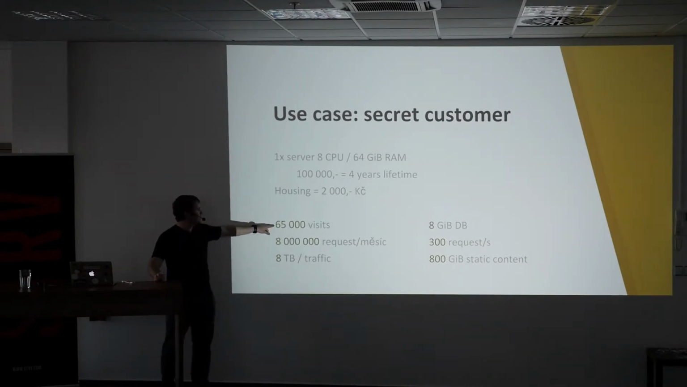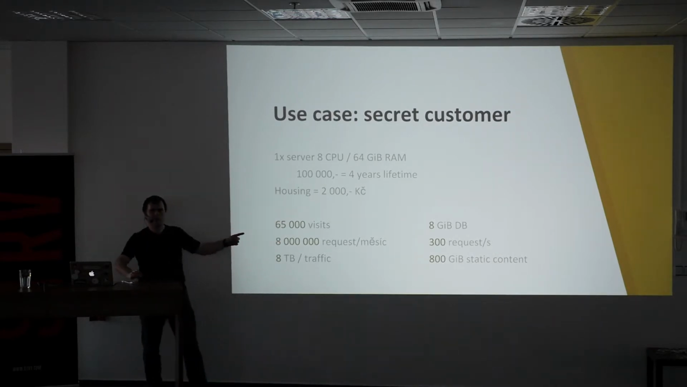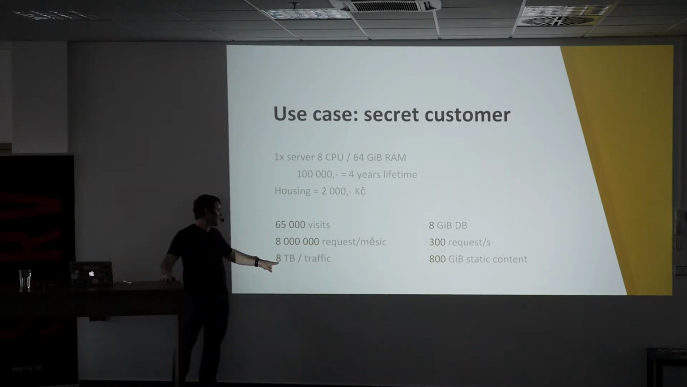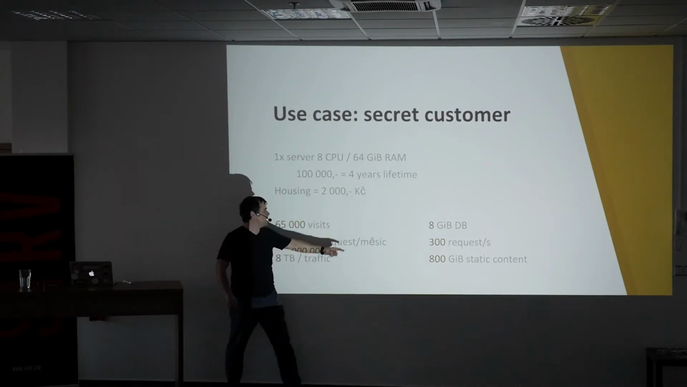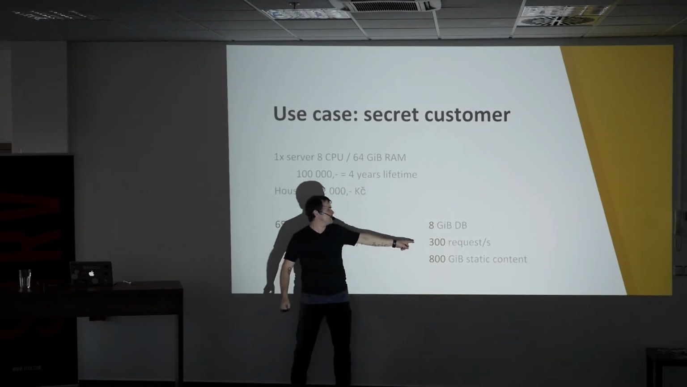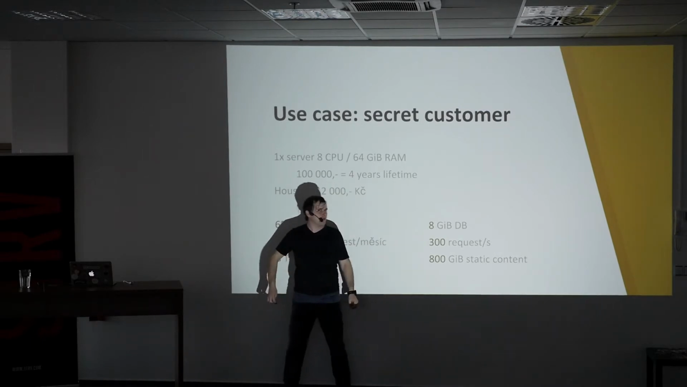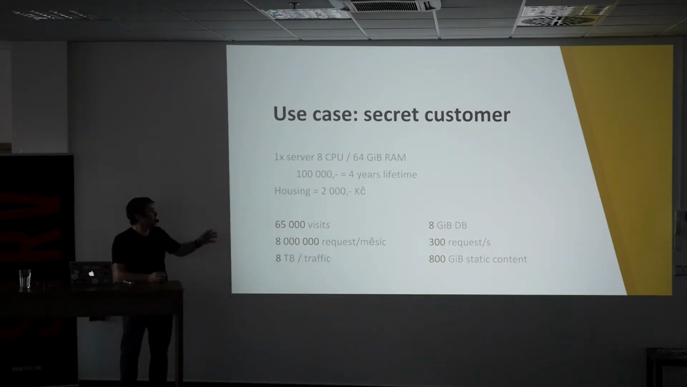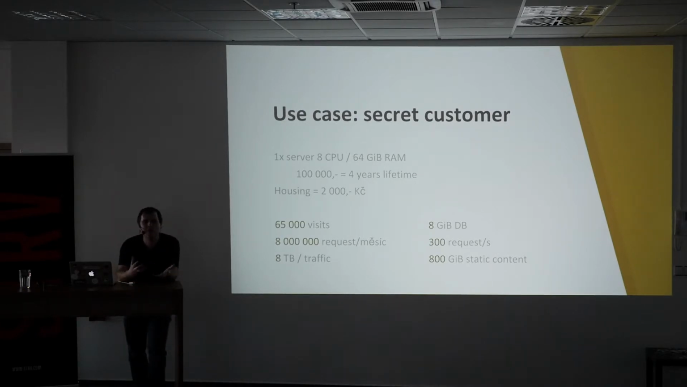This customer has 65,000 visits every month, which means 8 million requests every month. They transfer 8 terabytes. That's quite a lot. Their database is 8 gigabytes, and their static content 800 gigabytes. And the peak is about 300 requests per second. This is what they were providing, and this is their cost. If we count it, it's about 15,000 crowns every month for the management of the server.